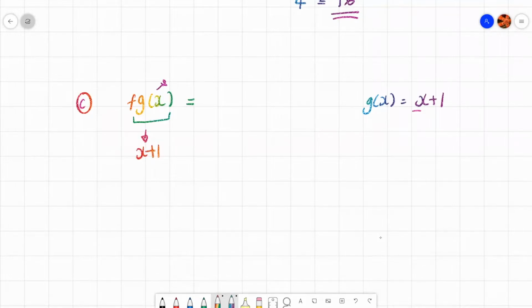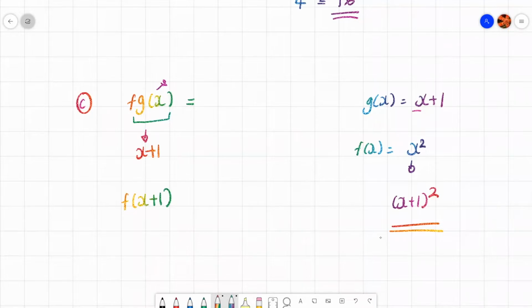So I'm going to write f of x plus 1. That means that in the function of f, I've got to replace x with x plus 1. Now, if I write down here, the function of f was x squared. Remember, I've got to replace x with x plus 1. So it's going to be x plus 1 squared, and that is your answer.